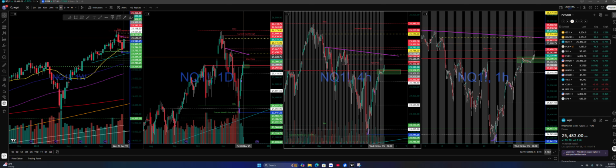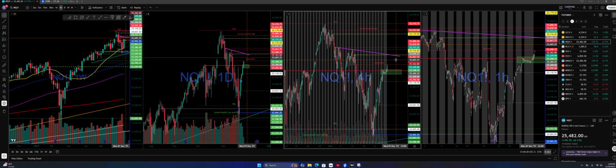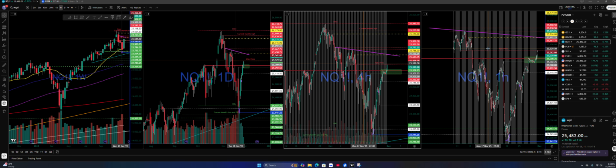So this purple trend line, it's not really great. I don't like the slope. So this is more just an observational thing than a possible trade setup. We're going to have to do break and retest. That's really all I have for futures right now.